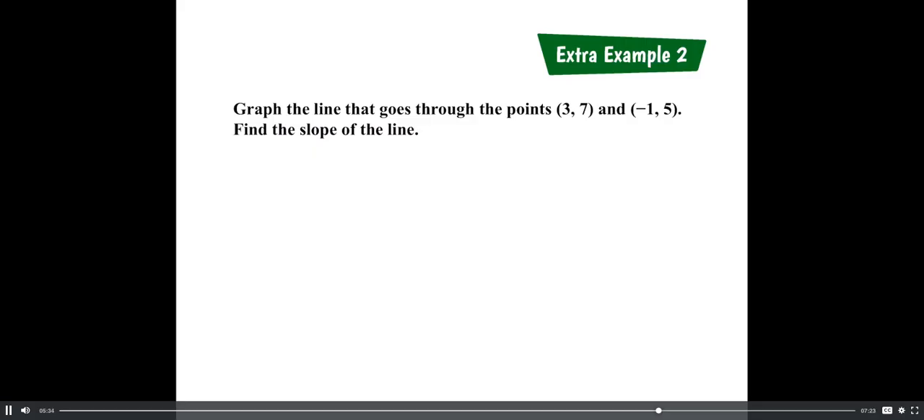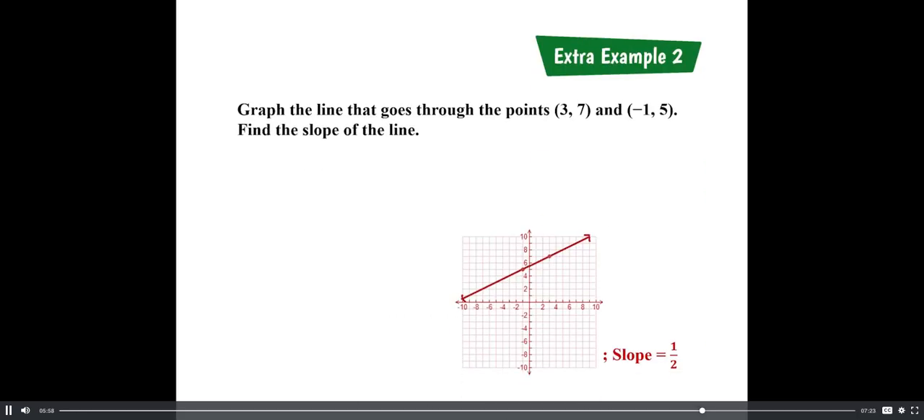Extra example 2. You'll try this problem by yourself. Graph the line that goes through the points (3, 7) and (-1, 5). Find the slope of the line. Hit pause and attempt this example. Check your answer by resuming the video to see if you got the correct answer. The answer to this problem is, the slope is 1/2.